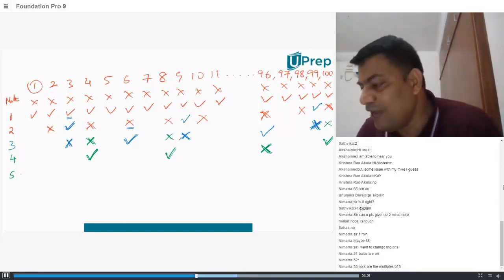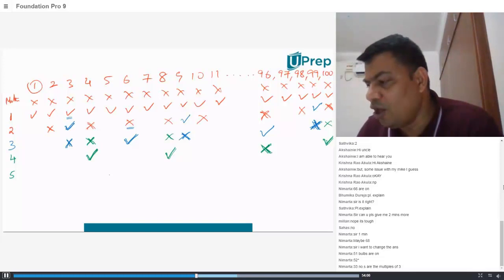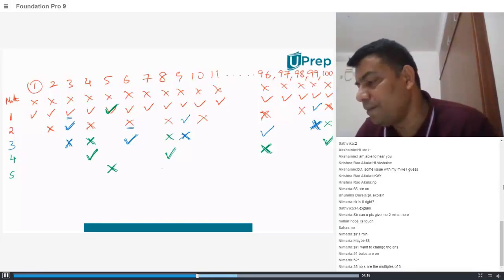5. So 5, is it already on or off? At the moment, is it on or off? See this board. It was on. So what will happen to 5? It will be off now. Off. Yes, sir. Next. What's the next number?